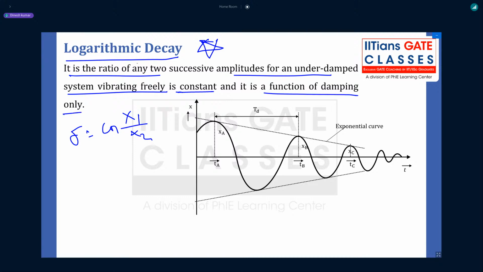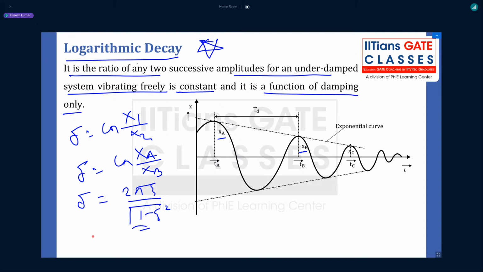So guys, here the first amplitude you can see is xa, and the amplitude of the next cycle is xb. So what is the delta? If I define here, it is ln of capital Xa by capital Xb. Now guys, what is this ln? It's a natural logarithm. Or you can say delta is given by 2 pi zeta by under root 1 minus zeta square, in terms of damping. So it's a function of damping also. Now zeta is also written as 1 by n ln of x naught by xn.